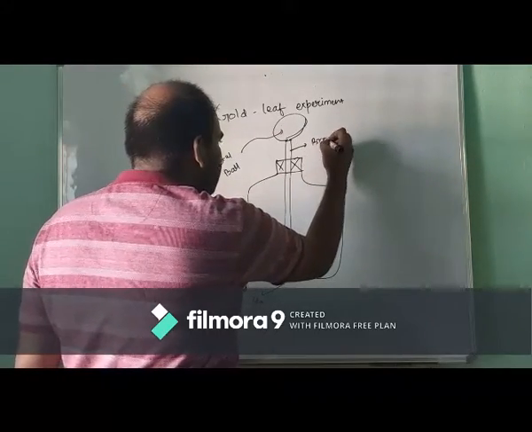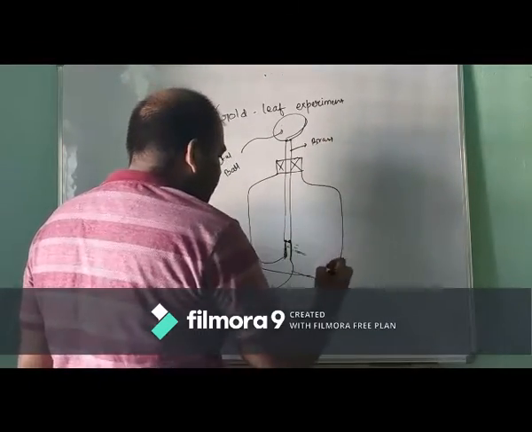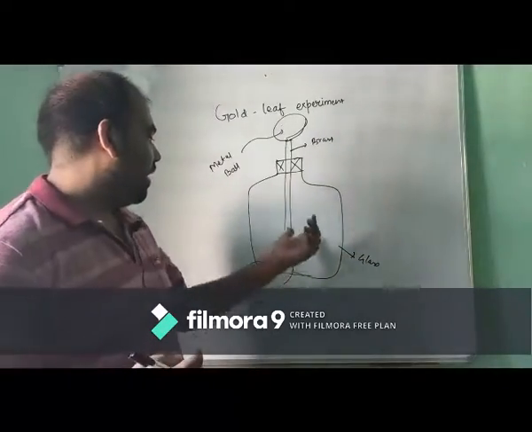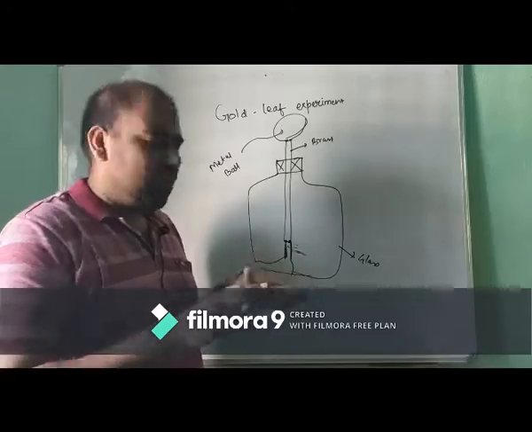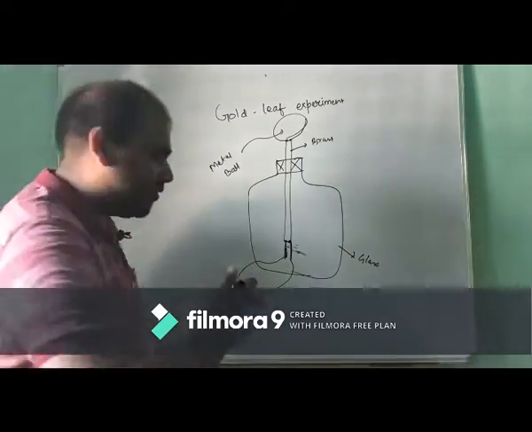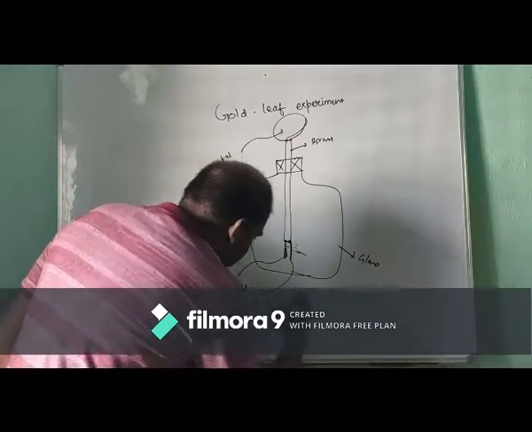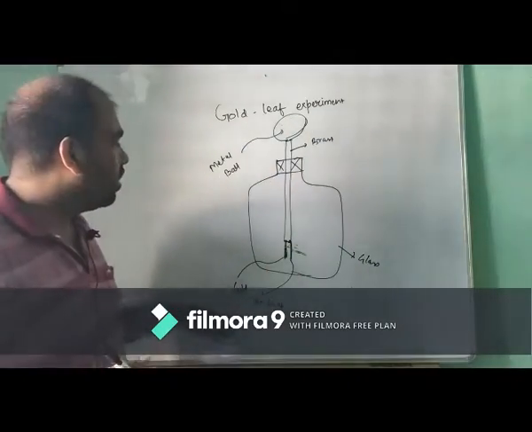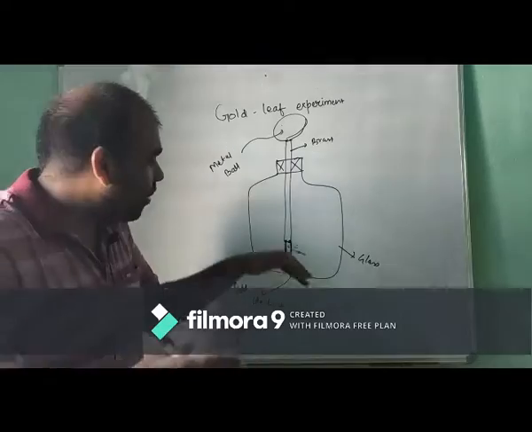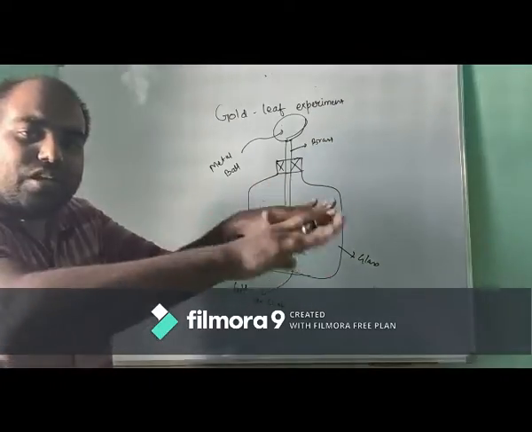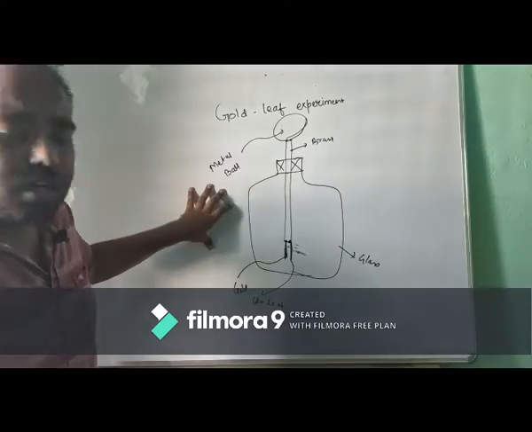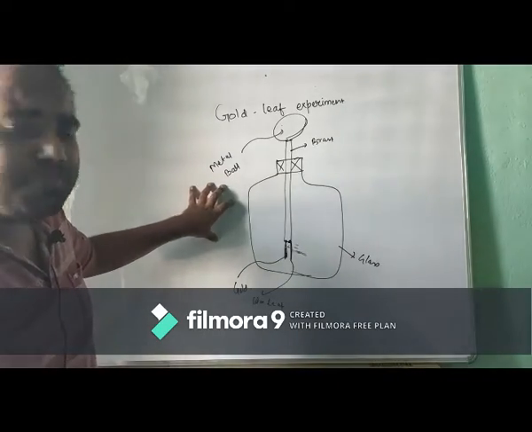So again, if I have to label it, this is your brass. This is your glass jar. And over this there is a gold flap, which is the gold leaf. Just like a leaf, that's why it is said to be gold leaf. Which can flap basically this way. So this is basically the experimental setup.